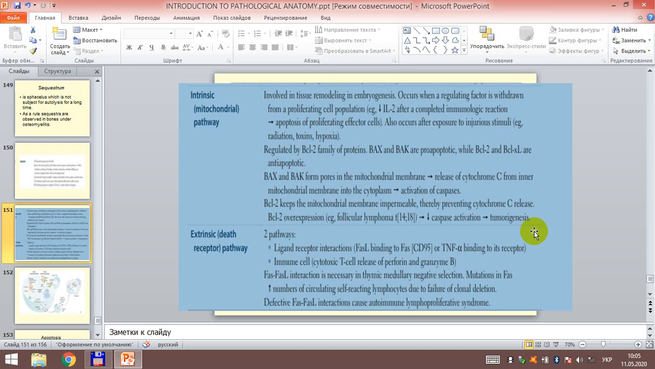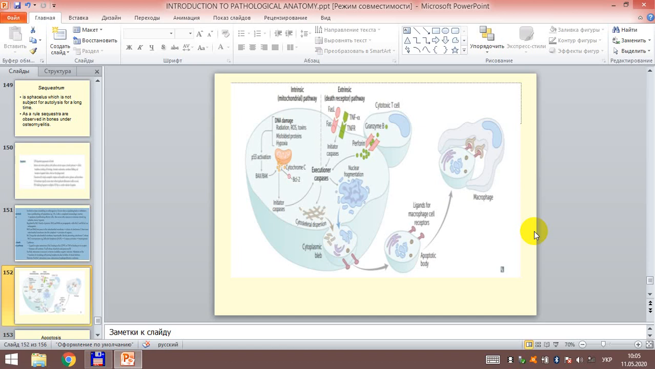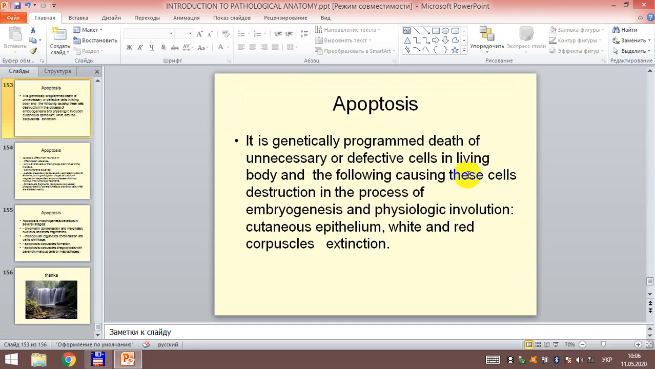In this picture, you can see the formation of changes in cells by apoptosis. The process begins in intracellular structures, then in nuclei, then you can see formation of an apoptotic body, and then this apoptotic body is phagocytosed by macrophages. Also, apoptosis is genetically programmed death of unnecessary or defective cells in the living body, and the following cause cell destruction in the process of embryogenesis and physiological involution: cutaneous epithelium, white and red corpuscle extinction.